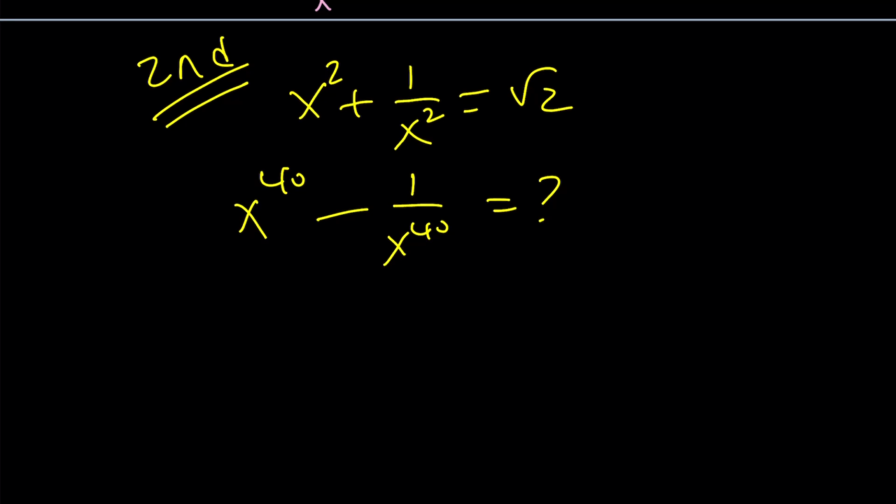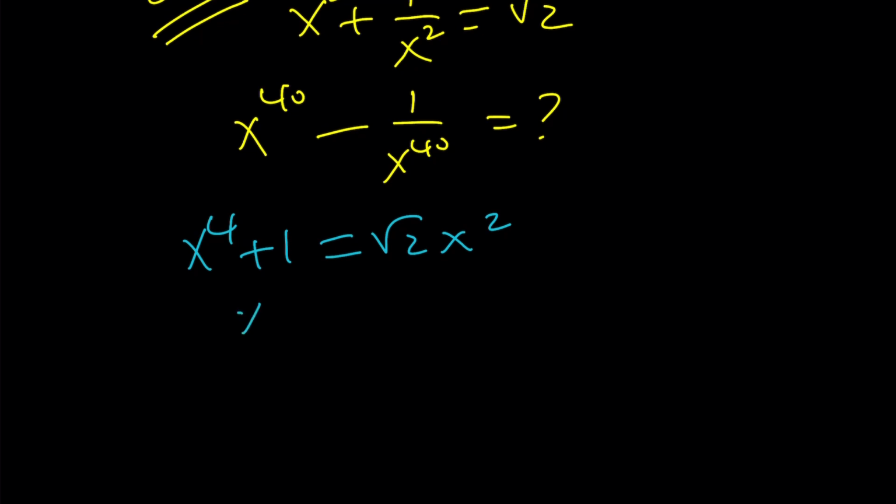So here's what I'm going to do. I'm going to do x to the 4th plus 1 equals √2 x squared. So I multiply everything by x squared this time, and isolated x to the 4th and wrote it as √2 x squared minus 1. Now, here's the thing. I don't want to go to x. I don't want to take square roots. I don't want to deal with complex numbers. I just want to do it in a polynomial way, okay?